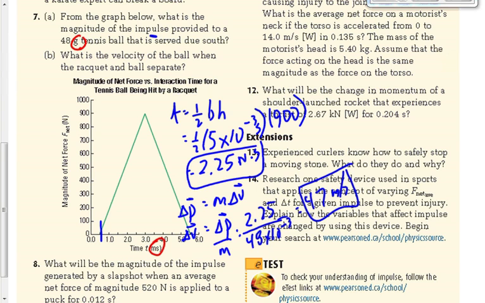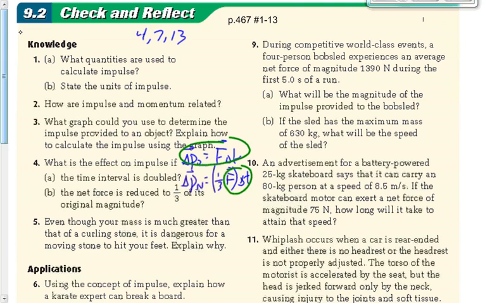All right, finally, the last one we needed to go over was question number 13.